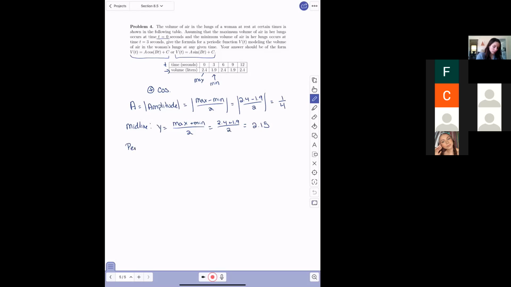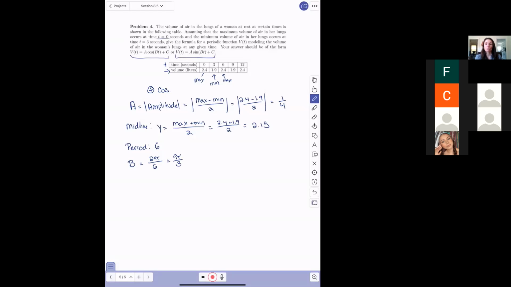And then we have to figure out what the period is. Can someone tell me what the period is? 6 seconds. Yes, 6 seconds. Good. Right, the time it takes to get from max back to max. All right, so we have to find B. B is equal to 2 pi over 6, which is equal to pi over 3.